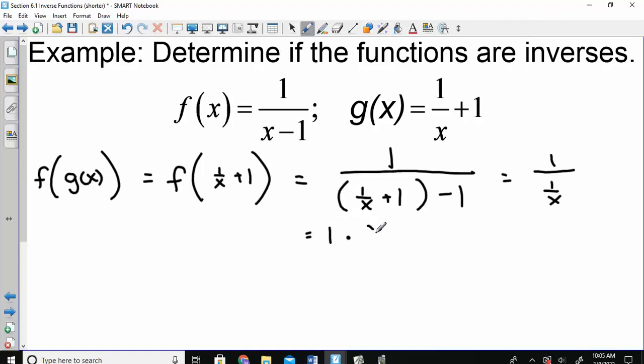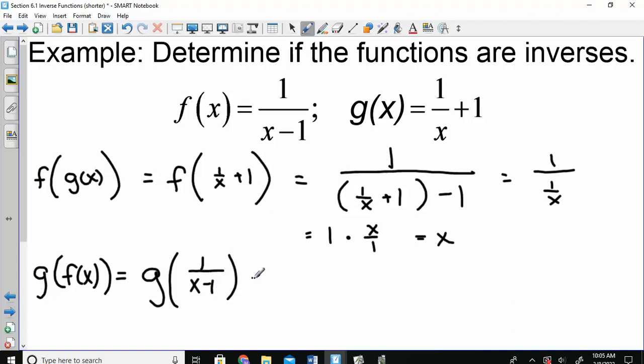To divide fractions, we flip and multiply. And what does that equal? Now, that's not enough to say they're inverses. If one of them doesn't equal x, you can say they're not. But it is possible that one might and the other doesn't. So we need to go ahead and check the other direction. We need to check g composed with f.